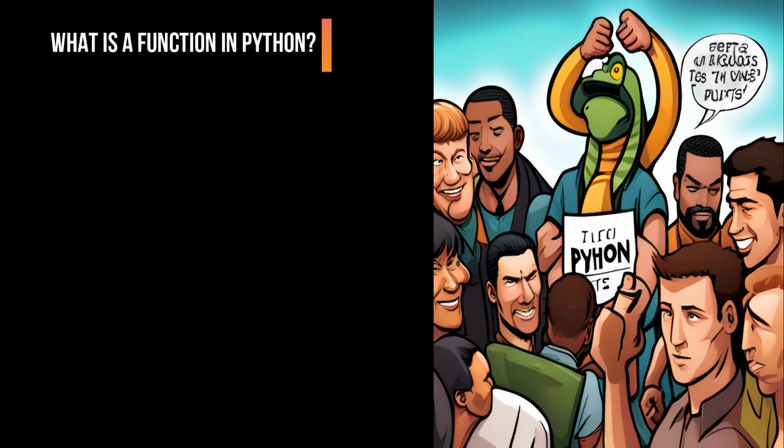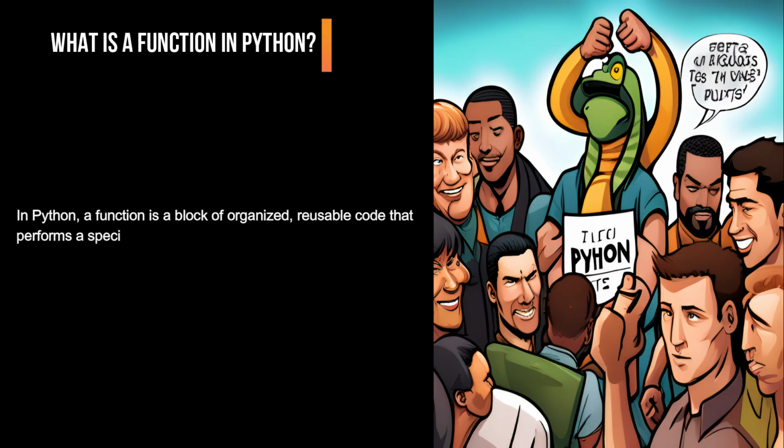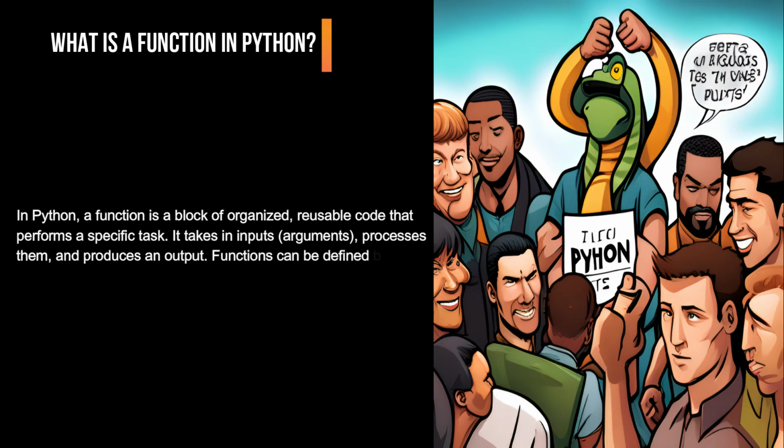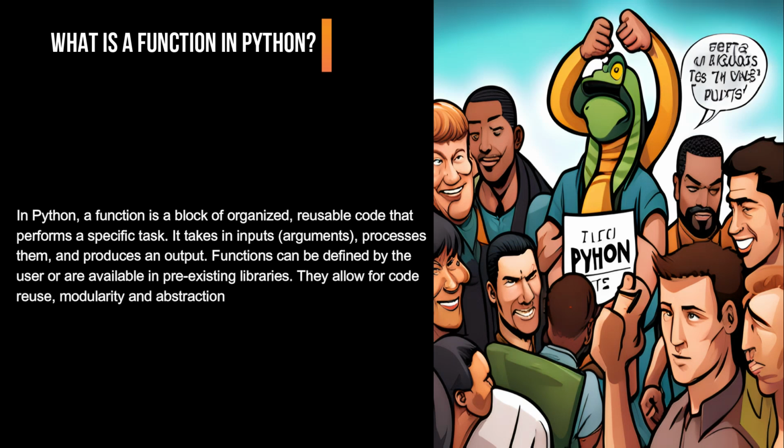What is a function in Python? In Python, a function is a block of organized, reusable code that performs a specific task. It takes in inputs, arguments, processes them, and produces an output. Functions can be defined by the user or are available in pre-existing libraries. They allow for code reuse, modularity, and abstraction.